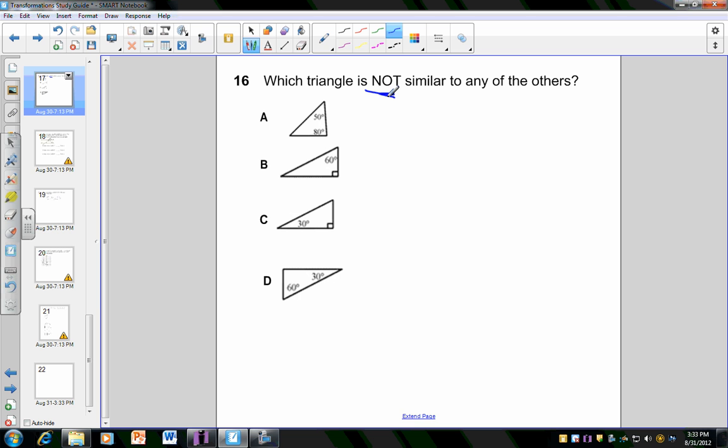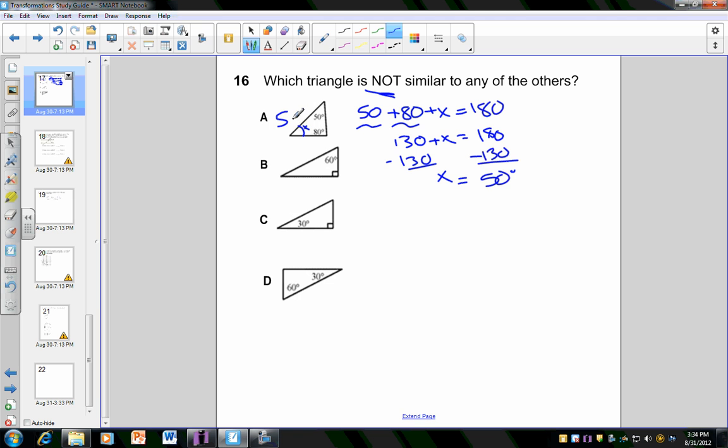So let me just go ahead and find the angle measures for all 4 triangles, A, B, C, and D. Here I don't know what this angle is, so let me find it. 50 plus 80 plus x equals 180. I do know the sum of all 3 angles in each triangle equals 180. 50 plus 80 is 130, plus x equals 180, minus 130, minus 130. I should get x equals 50 degrees. So this is a 50, 50, 80 triangle as far as the angles go.